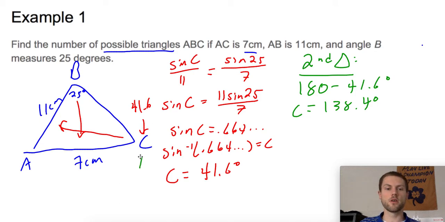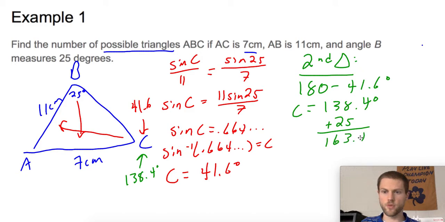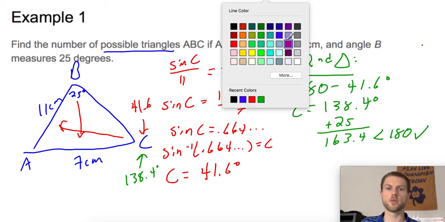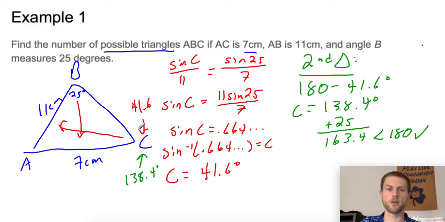If this angle could be 138.4 degrees as well, it'll have the same sine. The sine of this is the same as the sine of this, so it still would fit the law of sines. Now I just need to check, with this angle that I already have, am I still under my 180 degree limit? If I add my other angle to this possible angle, I get 163.4, which is less than 180, which means there are two possible triangles. So in summary, because they all worked out, this scenario and this scenario, there are two possible triangles.